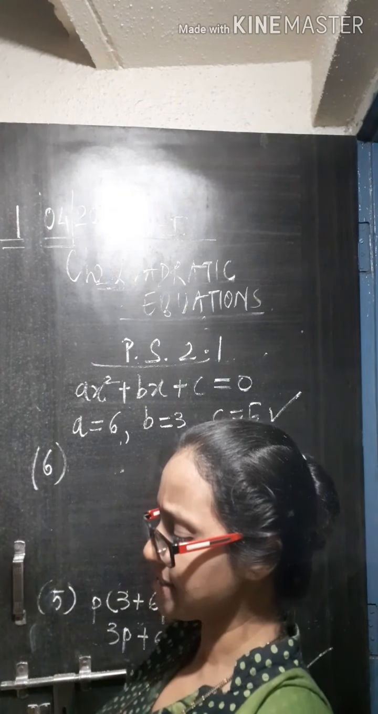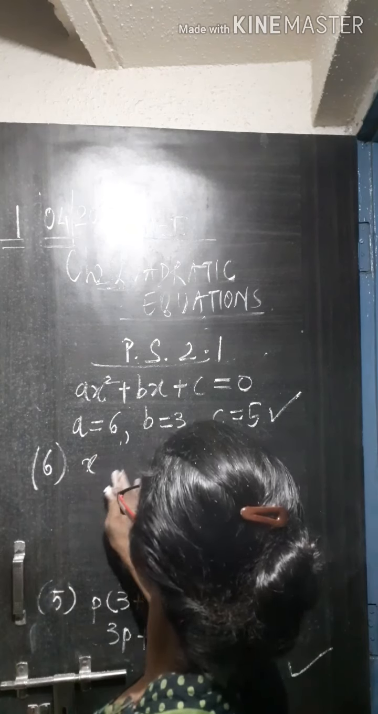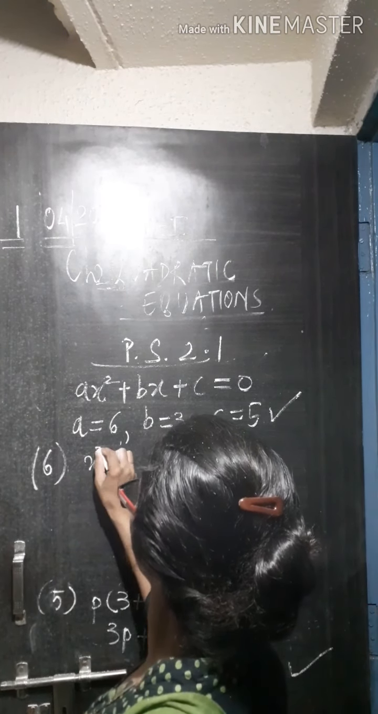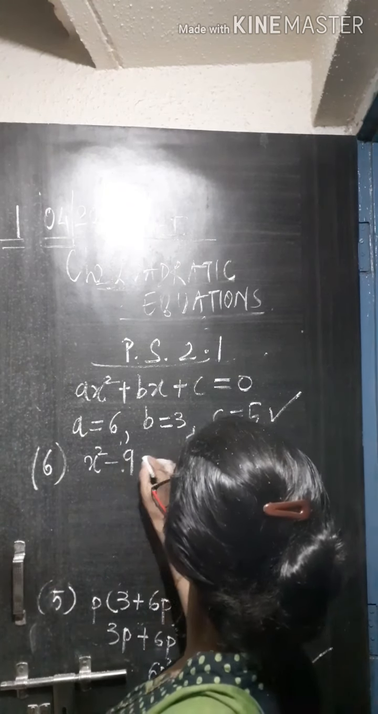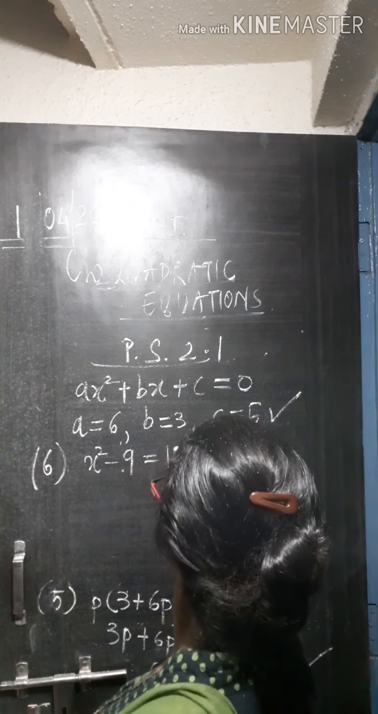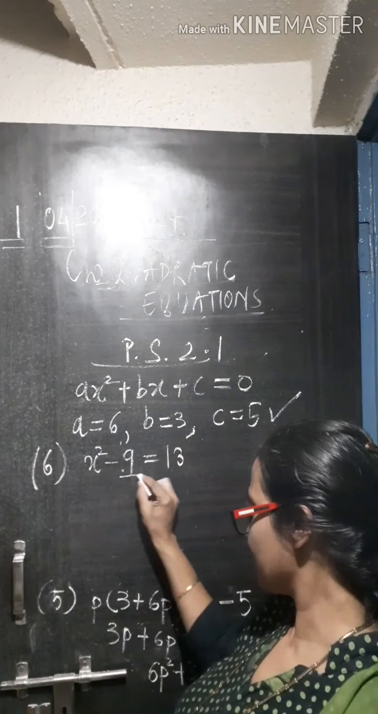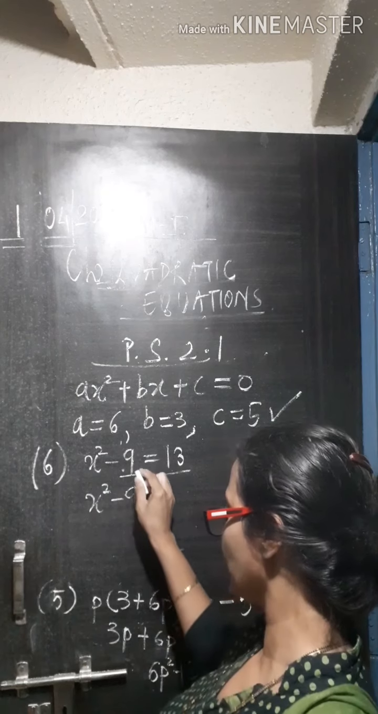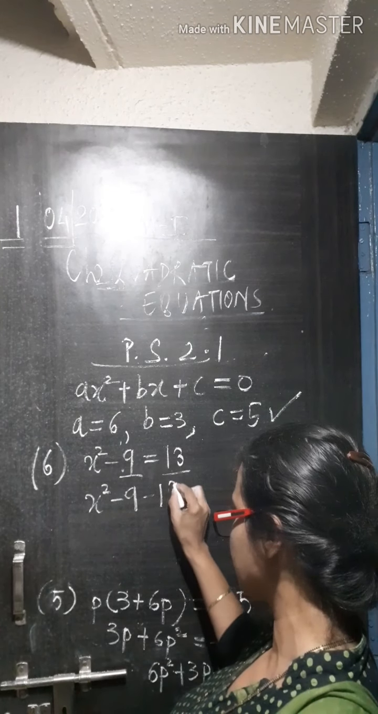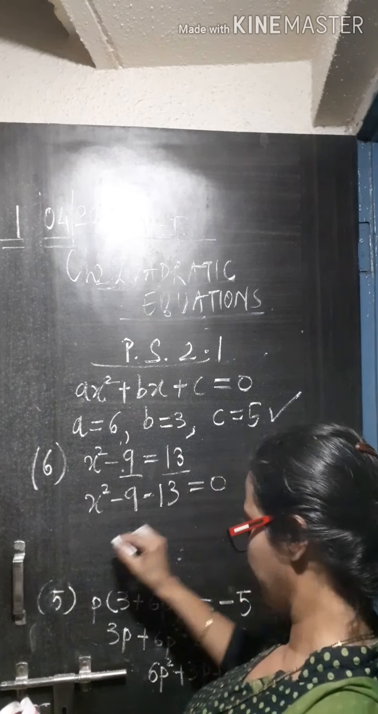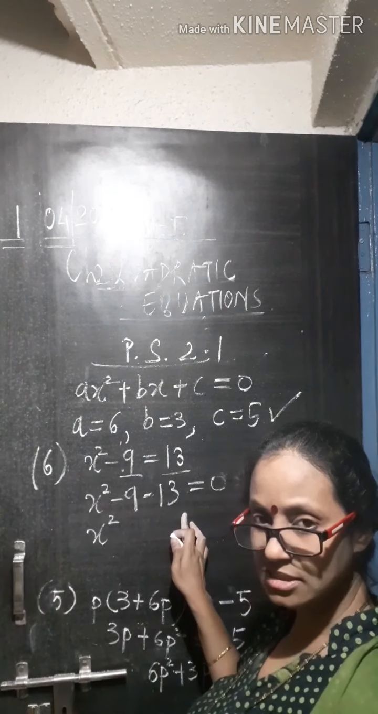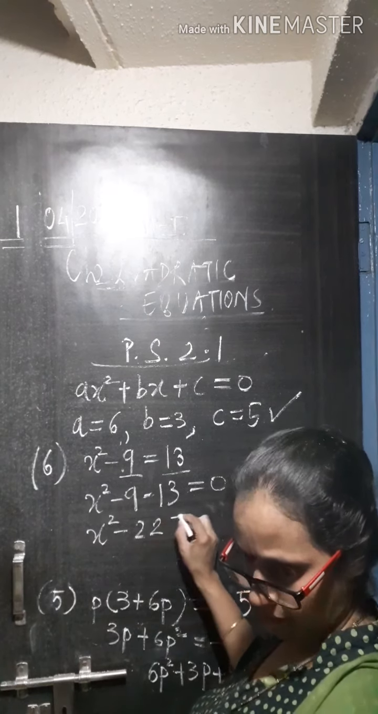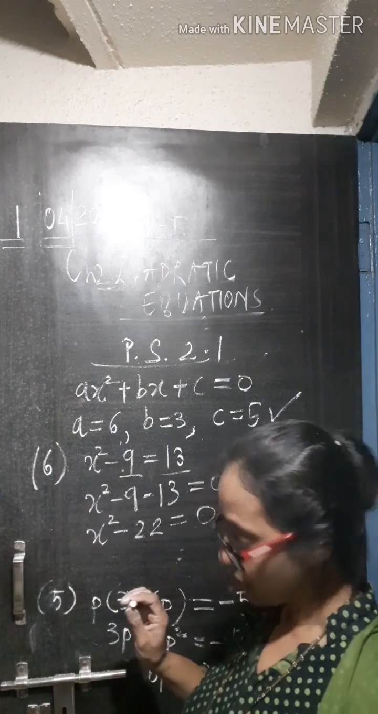Sixth question is given as x square minus 9 is equal to 13. So again the like terms I bring them together so that I can add them. So minus 9 over here as it is, but 13 comes here, becomes minus 13 equal to 0. So x square minus 9 minus 13 will be added, and how much I will get is 22, that is equal to 0. Is that clear to you?